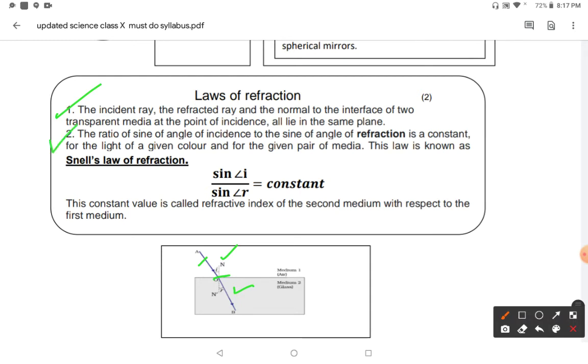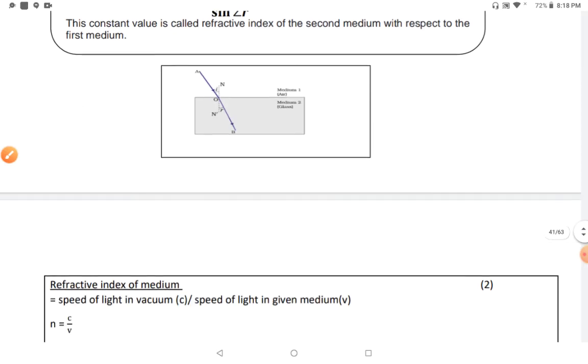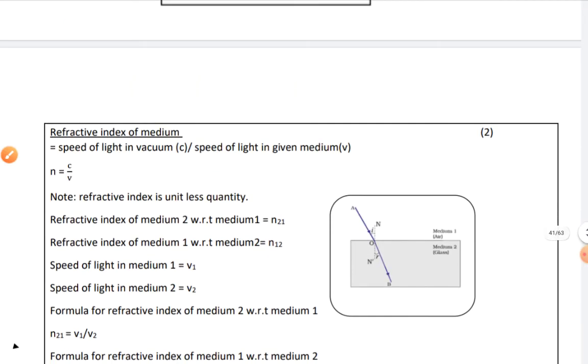Second law: the ratio of the sine of the angle of incidence to the sine of the angle of refraction is a constant value for light of a given color and for the given pair of media. And this law is known as Snell's law of refraction. Always remember, this constant value is called the refractive index of the second medium with respect to the first medium. Because the ray goes from first to second, we will take the refractive index of the second with respect to 1. It changes.